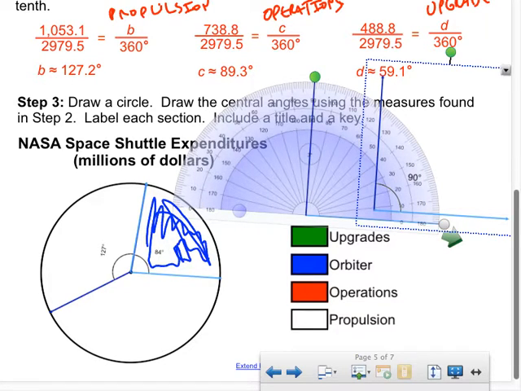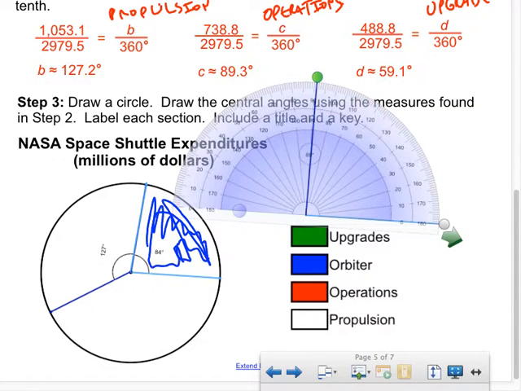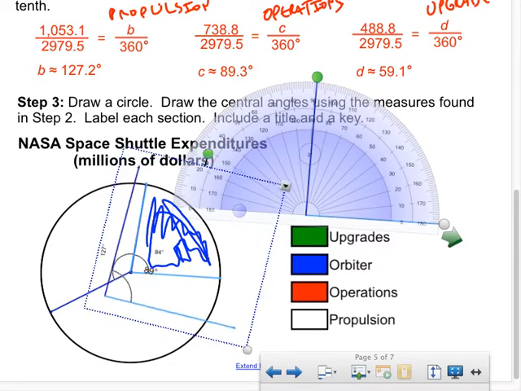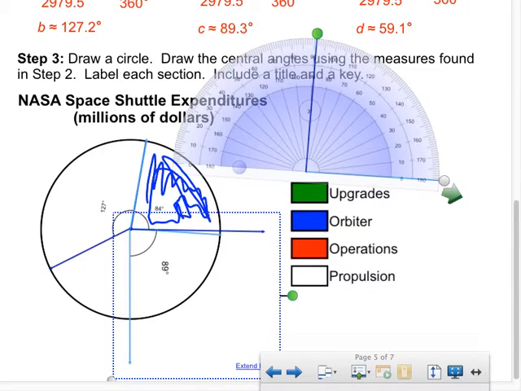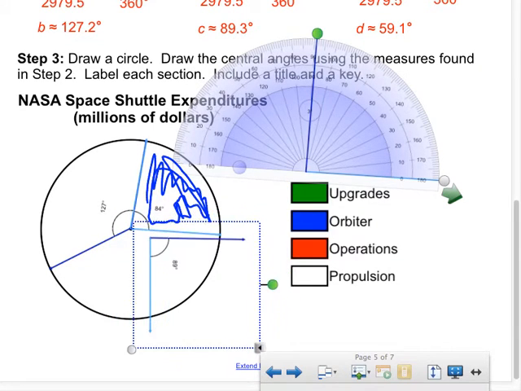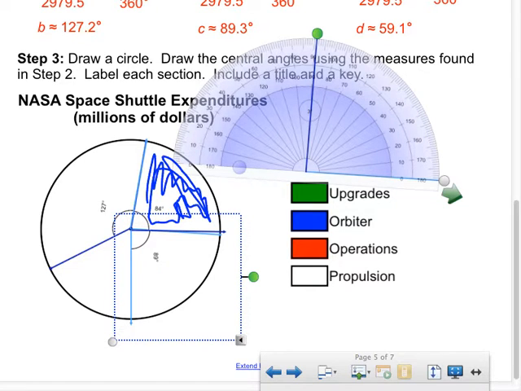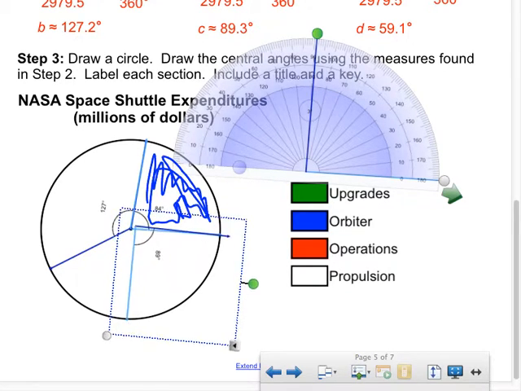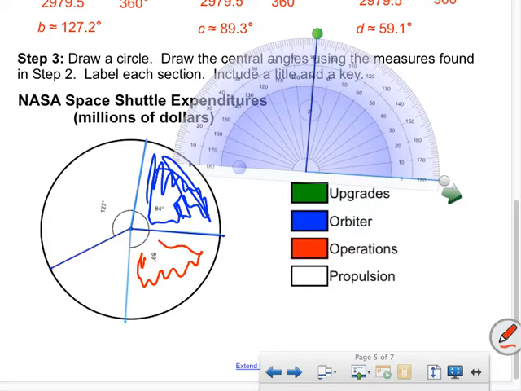Nope, don't want that. I need one less than that. Okay, I think that'll be it. 89 degrees. Okay, and I'm going to put that wedge right here. Let me shrink that down a little bit. And that was going to be red. That's operations. So we'd shade that in red.